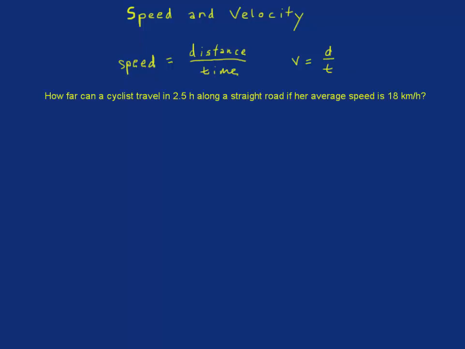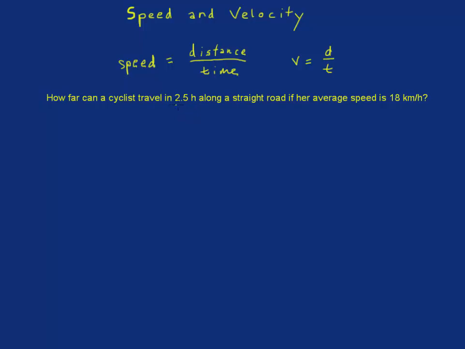How far can a cyclist travel in 2.5 hours along a straight road if her average speed is 18 kilometers per hour? Okay, so basic problem-solving technique says that the first thing you do is identify the givens. So if you look here, we've got a number here, and we've got a number here. The first thing I want to do is identify what these numbers are. 2.5 hours is a time. 18 kilometers per hour is a speed. This is why knowing units is so important, because it helps you identify what kind of quantities you have.